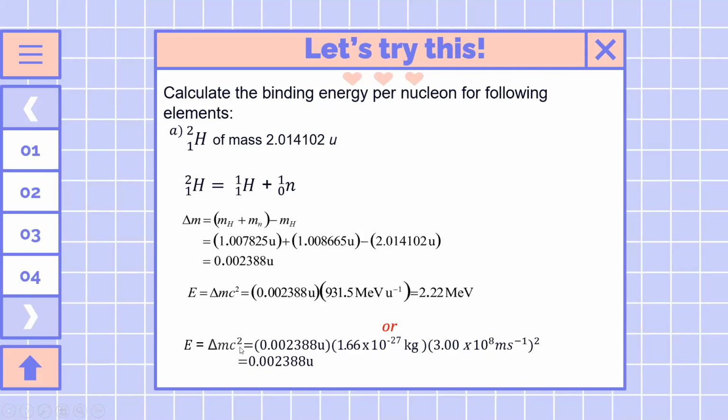Because when you use mc squared, you need to... what... what happened? What happened?